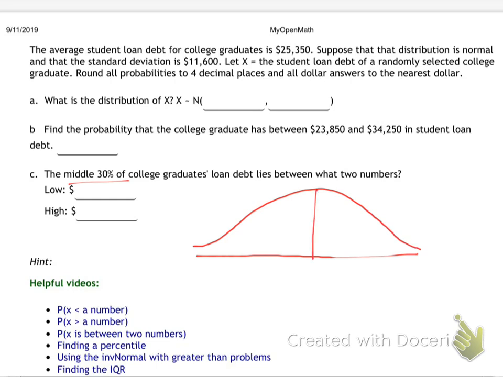And here's the middle, which is whatever it is, 25,000. So you always put the middle on there. Always put the middle. That'll help you. 25,350. And then we want to find the middle 30%. Point 30, right? Or 30%, however you want to write that. I'll just do the decimal.